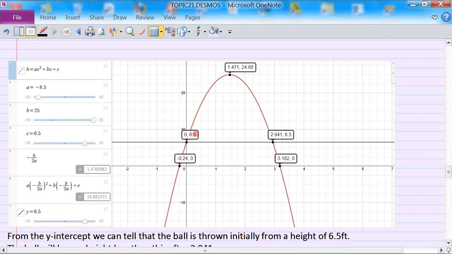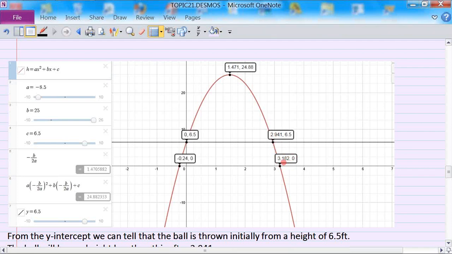I start from 6.5 height, where it's thrown, and it's thrown upwards, and it reaches its maximum height at 1.471 seconds. And the height at this 1.471 seconds is 24 feet. Then it starts to come down, and it reaches our initial height of 6.5 feet at 2.941 seconds, and then it starts to drop, and right here it hits the ground. So it hits the ground at 3.182 seconds.